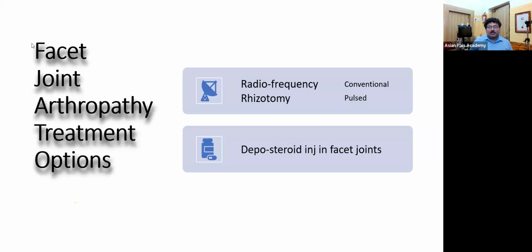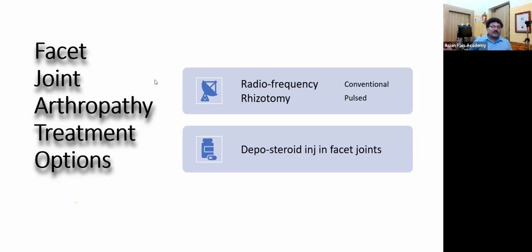Now, what are the treatments? As I told, I'll be telling only the names. First of all, a diagnostic injection for the facet joints. Then we can give an intra-articular facet joint injection in the form of depo-steroid, or we can do the diagnostic injection in a different way as well. In place of giving an intra-articular injection, we can just inject the nerve supply of the facet joints and check whether the pain is relieved or not. That is known as the diagnostic medial branch block.